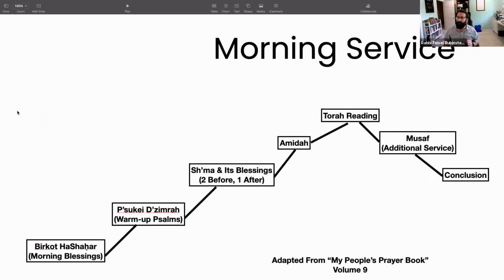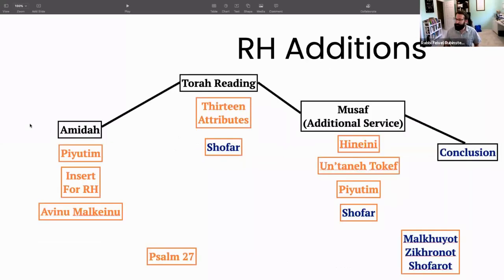So really the main differences that we're going to see are going to start with the Shema and its blessings here. And here we are. Really, it's going to start with the Amidah, actually. The Shema and its blessings are, I should have also mentioned, pretty much the same. Those are pretty universal. There are going to be some extra inserts for the Shema and the Baruch Hu. So Baruch Hu might be a little bit longer.